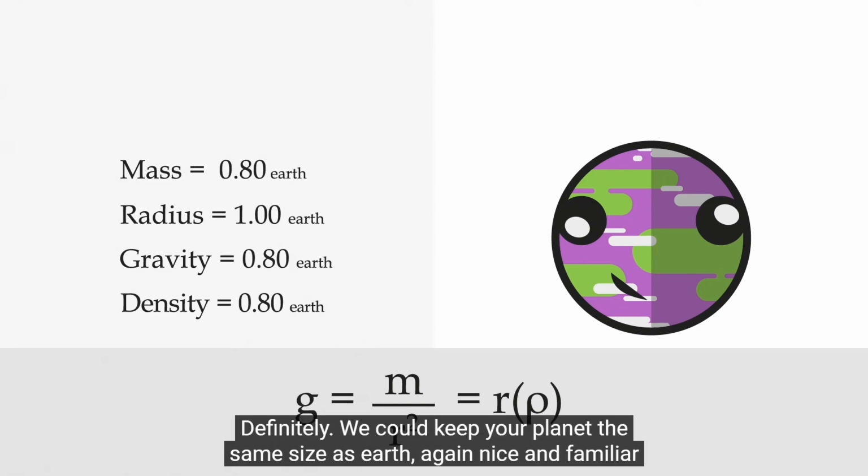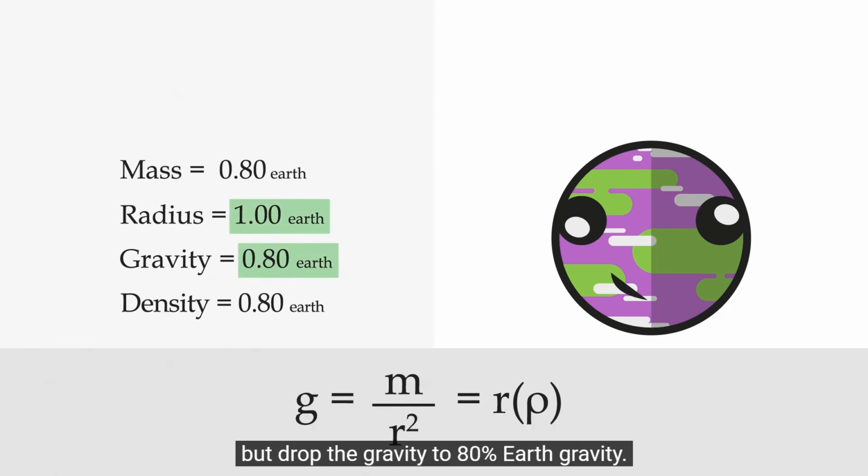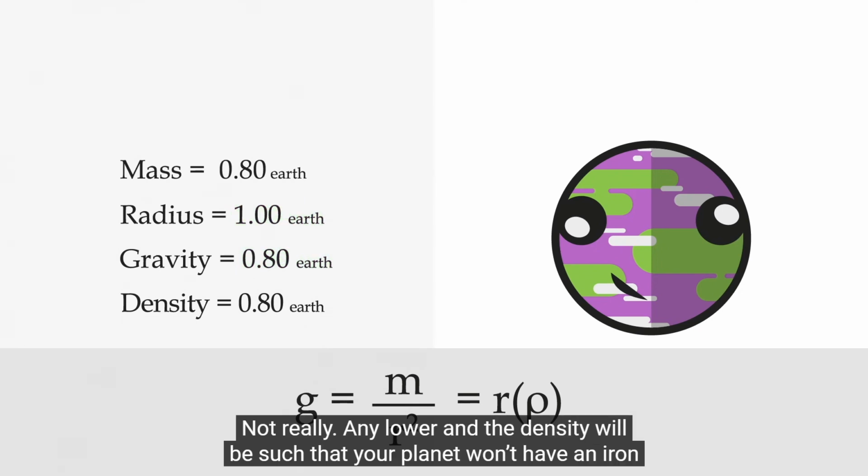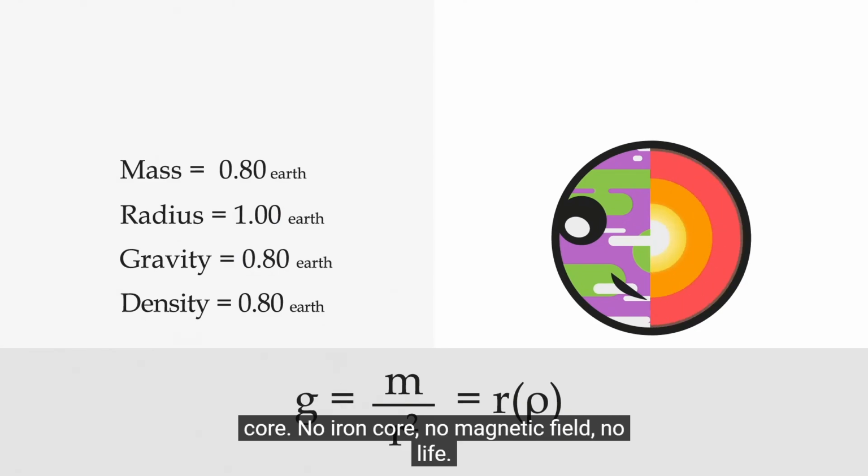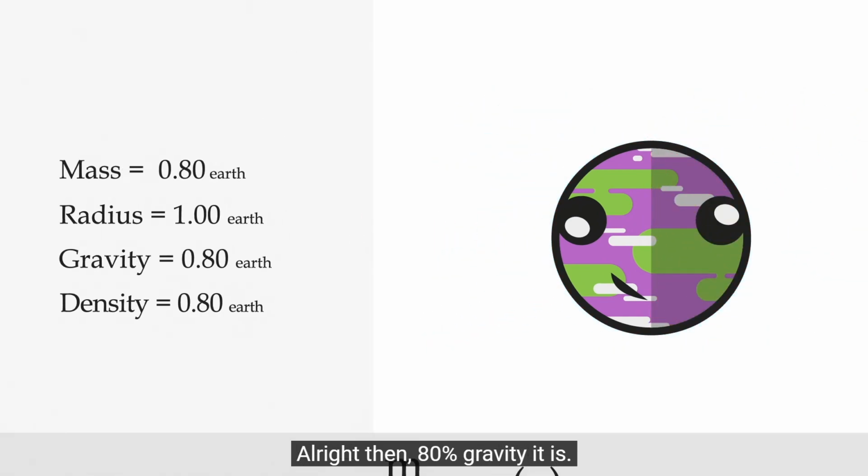Definitely, we could keep your planet the same size as Earth, again nice and familiar, but drop the gravity to 80% Earth gravity. Whoa. Could we go lower? Yeah, not really. Any lower in density would be such that your planet won't have an iron core. No iron core, no magnetic field, no life. Alright then. 80% Earth gravity it is.